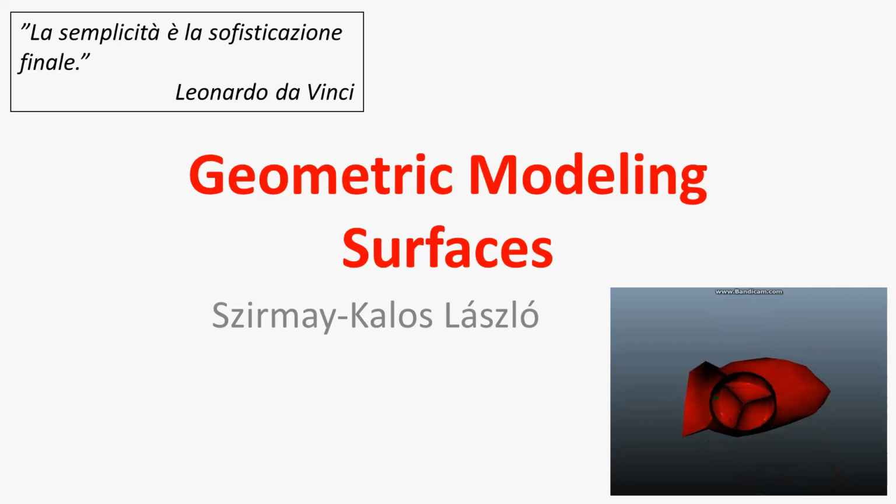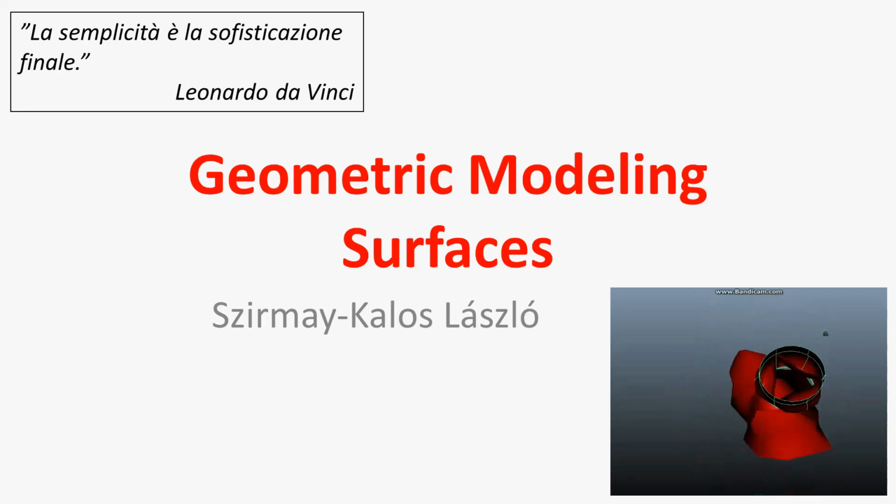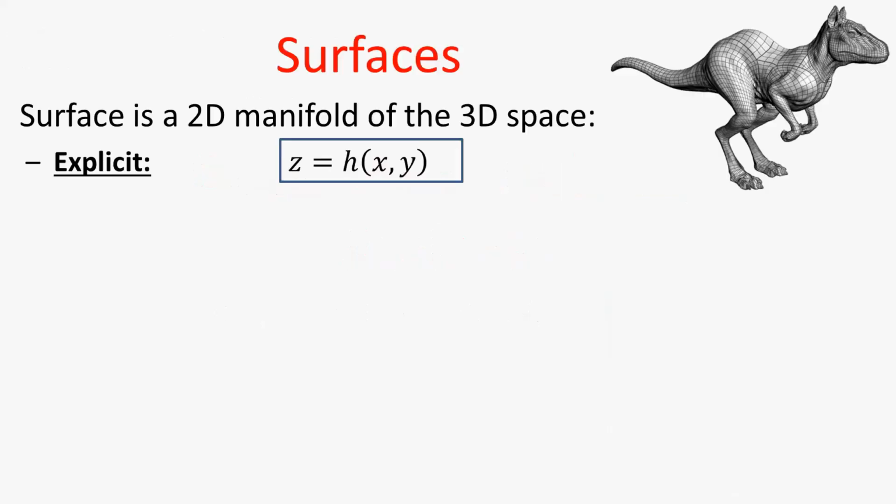Hi, we are going to continue our discussion about geometric modeling. Having finished the examination of curves, now we are going to get acquainted with two-dimensional subsets of the three-dimensional space called surfaces. So a surface is a two-dimensional subset of the three-dimensional space.